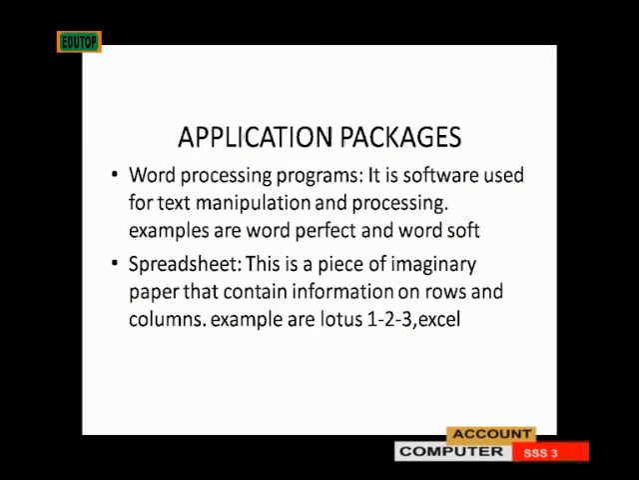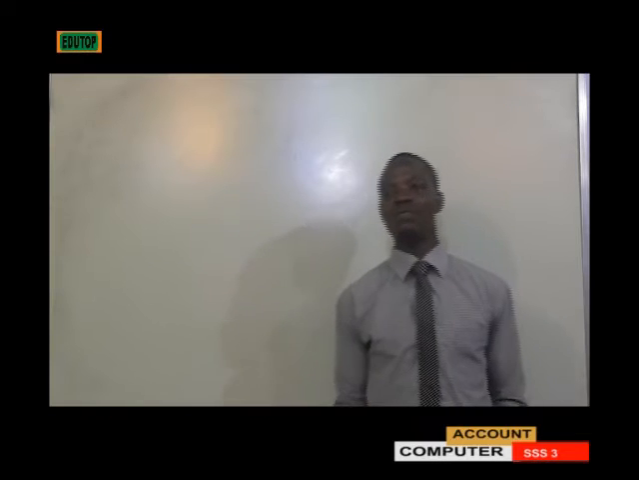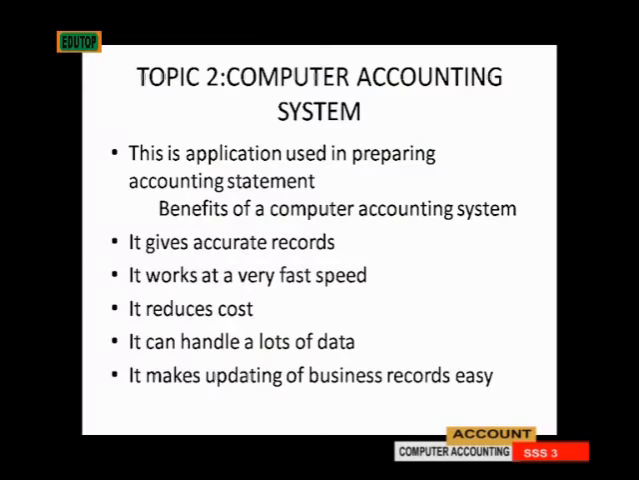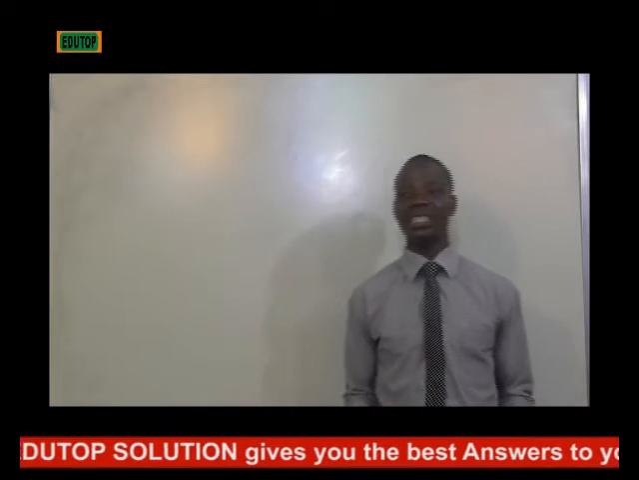Then we have a word processing program. So we have different types of application. We have so many application packages. Topic 2, computer accounting system. These are applications used in preparing accounting statements. The benefit of this computer application system is that it gives accurate records. It works at a very fast speed. It also reduces costs, and it can handle a lot of data, different types of data. It makes update of business records easy. So that is that on the benefit of computer accounting.